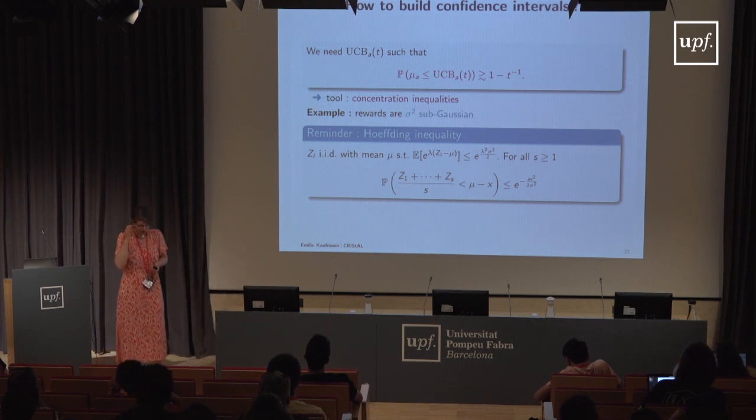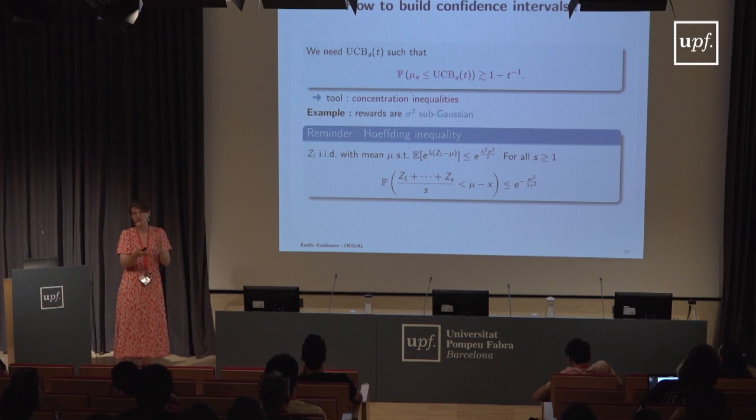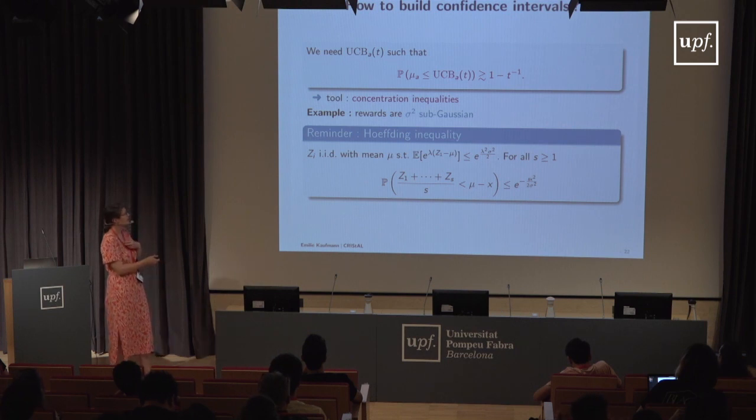So what do we need for a confidence interval? For this, you will have to trust me. For the analysis to work, and you will see shortly why, we need a guarantee of the kind that the probability that the UCB is above the true means, so that it is indeed an upper confidence bound, needs to be of order 1 minus 1 over t. And you notice that when t increases, we increase the coverage we demand for our confidence interval, which will also create some exploration mechanisms.